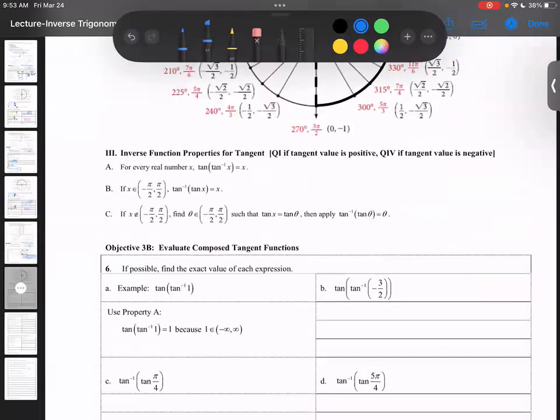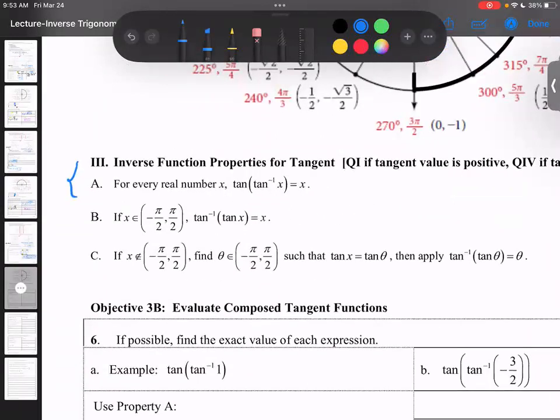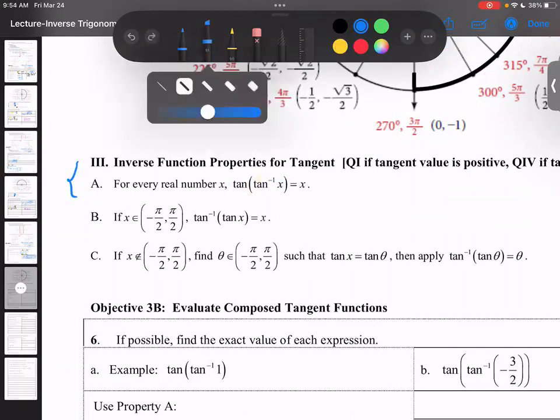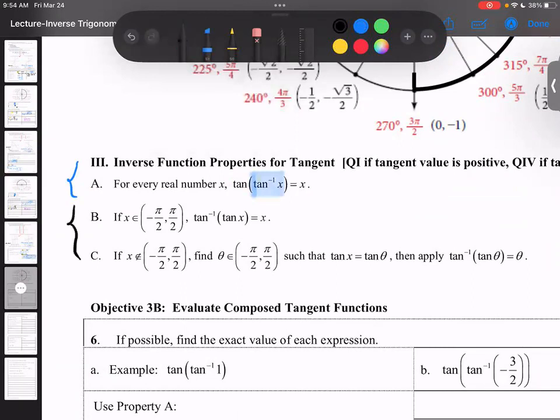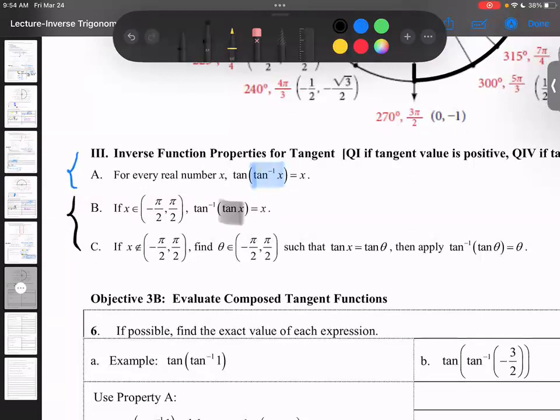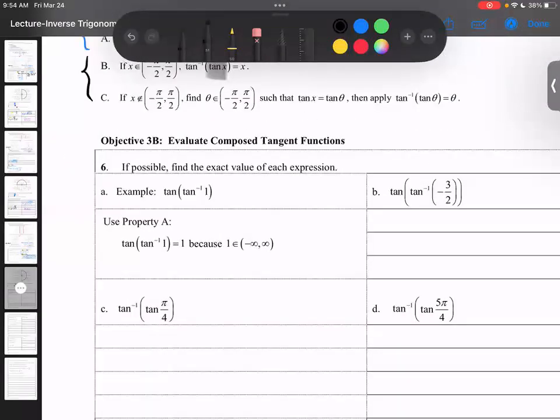So let me recap. For every real number x, tangent of tangent inverse of x equals x. So cancel, that's easy. Tangent inverse takes everything. But not the other way around. If you start with tangent x, a regular function, x must be between negative pi over 2 and pi over 2 in order to cancel. Can I cancel? Yes, tangent inverse takes everything, so cancel.